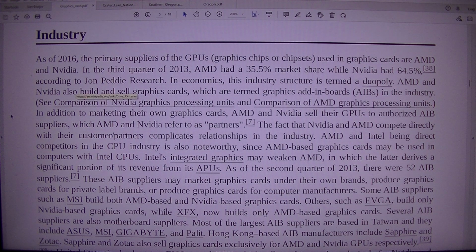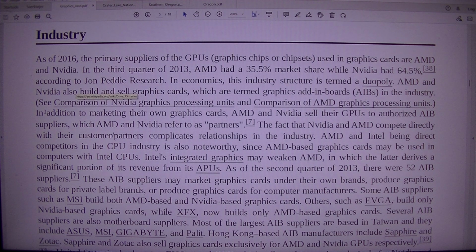AMD and NVIDIA also build and sell graphics cards, which are termed graphics add-in boards, AIBs, in the industry. See comparison of NVIDIA graphics processing units and comparison of AMD graphics processing units. In addition to marketing their own graphics cards, AMD and NVIDIA sell their GPUs to authorized AIB suppliers, which AMD and NVIDIA refer to as partners. The fact that NVIDIA and AMD compete directly with their customer/partners complicates relationships in the industry.